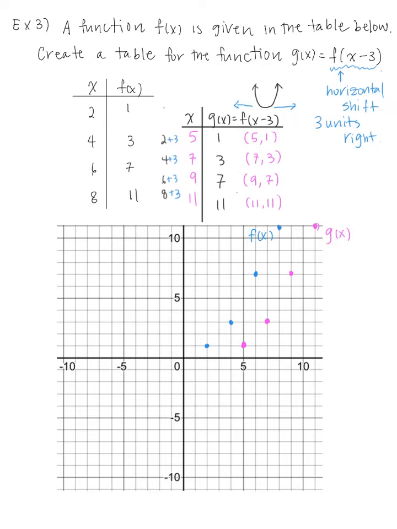So here, this point, if I add 3 to it, I can get to here, or I should say the distance from here to here is 3, and from here to here is 3. So every point got shifted 3 units to the right. So this does make sense.